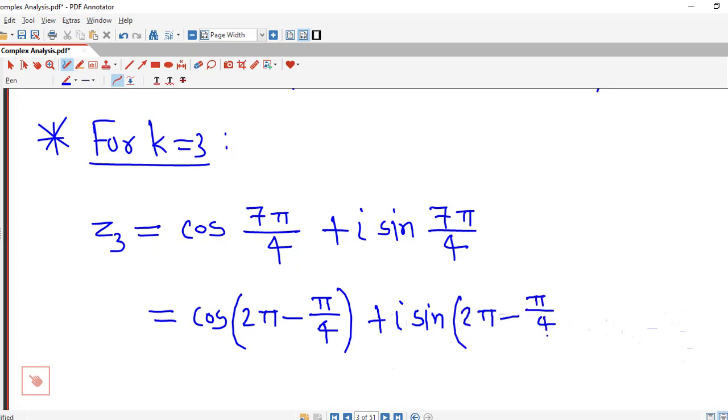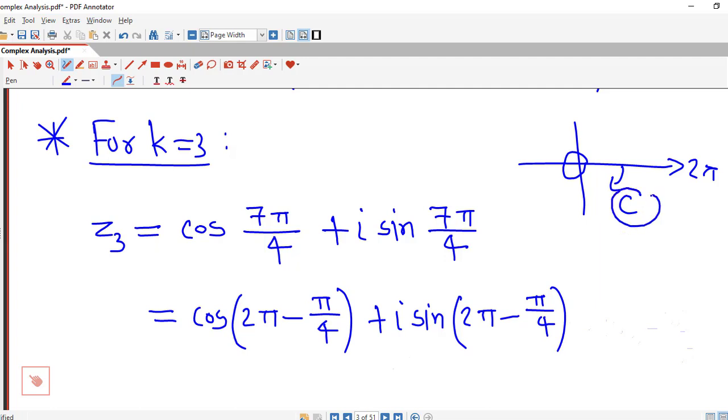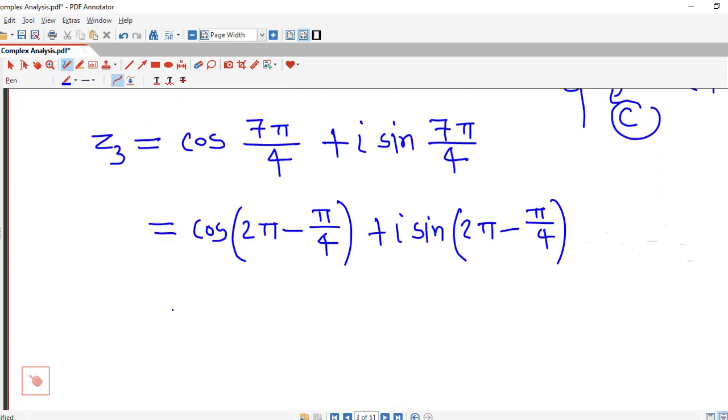So this we can rewrite as cosine of 2 pi minus pi by 4 plus i sin 2 pi minus pi by 4. So 2 pi minus pi by 4 means we are in the fourth quadrant, and in the fourth quadrant cosine is positive, sine is negative. So cos of 2 pi minus pi by 4 is cos pi by 4, and sine is negative, so we have minus sine pi by 4.